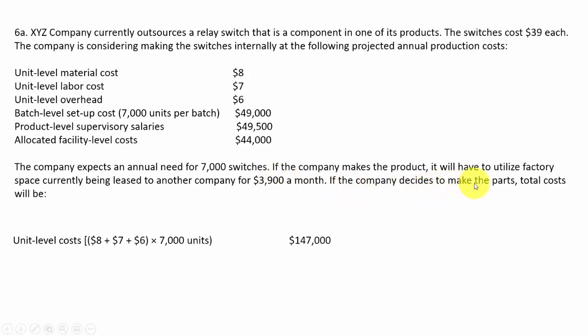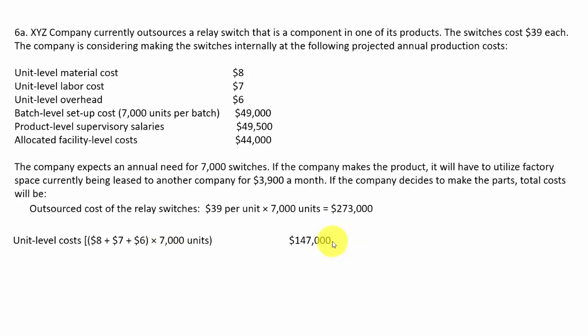So if the company decides to make the part, what will the total cost be? Well, it'll be these unit level costs, like I said, that vary up and down: material, labor, and overhead times 7,000, which is $147,000. And if we buy these switches, we're looking at $39 a switch times 7,000 units, or $273,000.